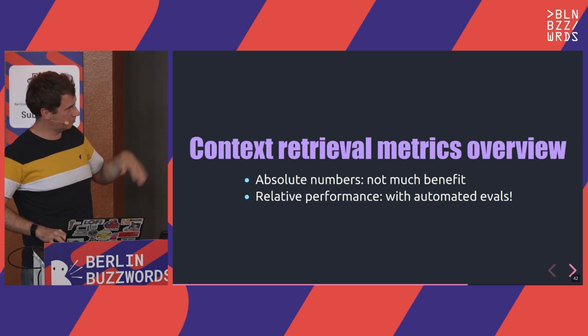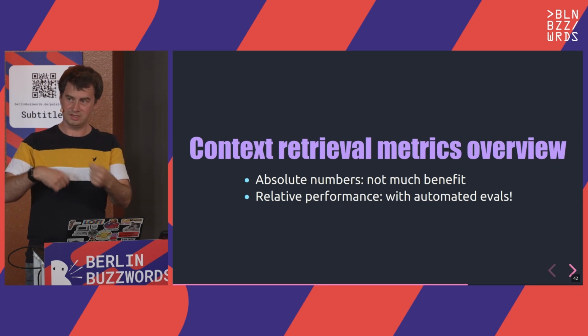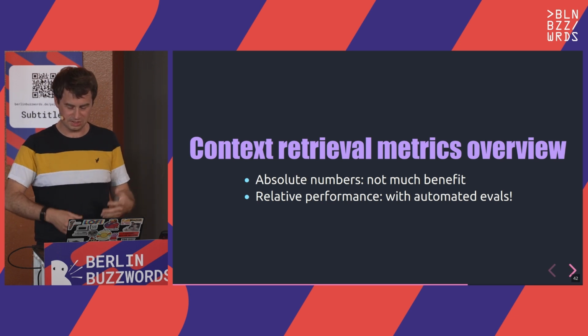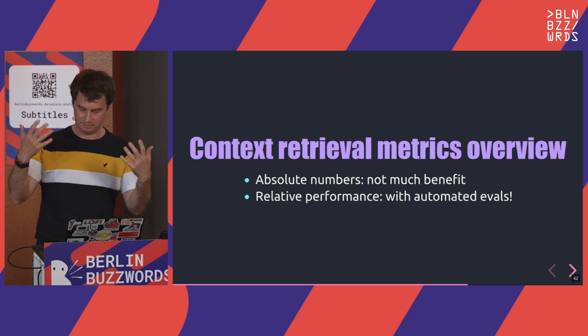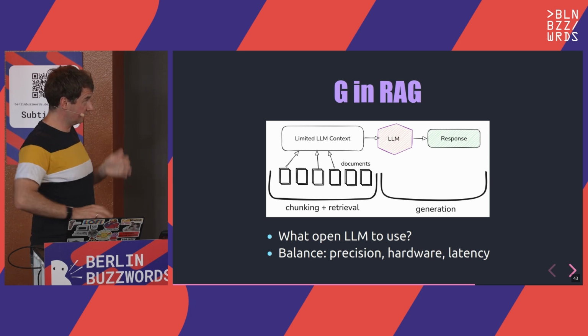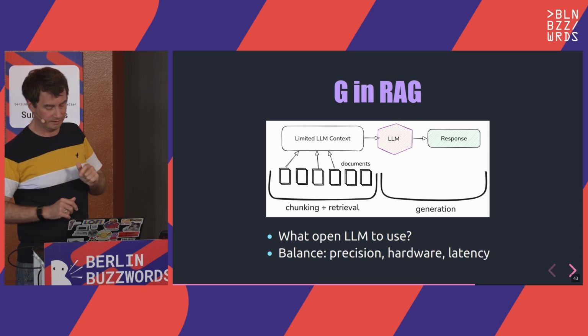So it's about relative performance with fast automatic evals and not just a single giant number, like an NDCG of 0.7. Okay, the next part, the G in the RAG.